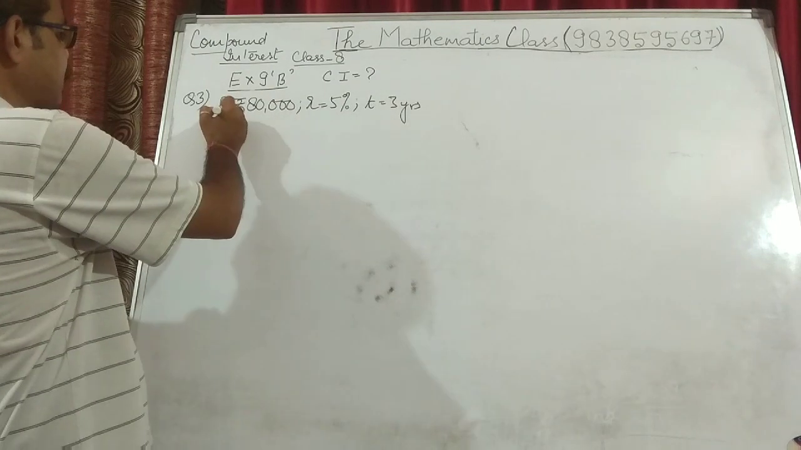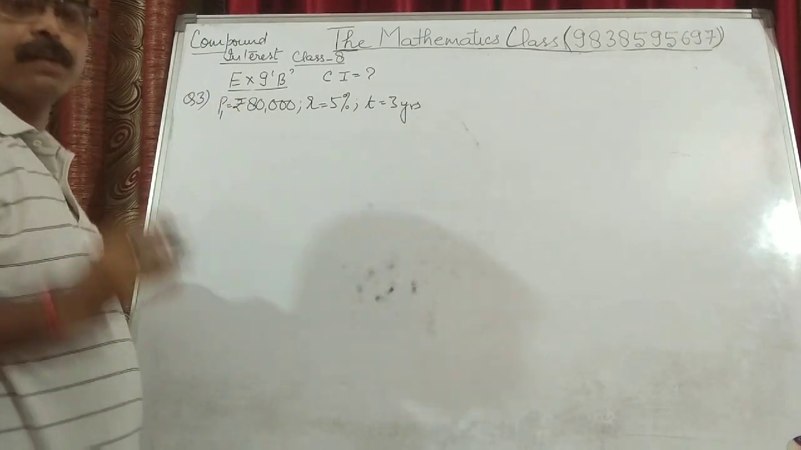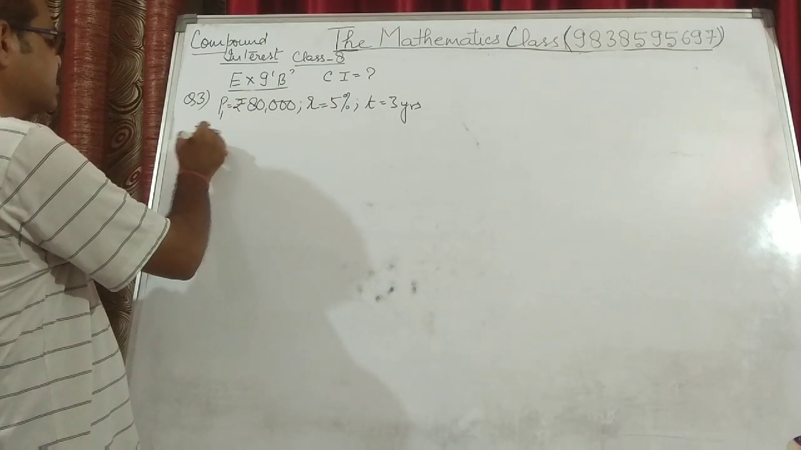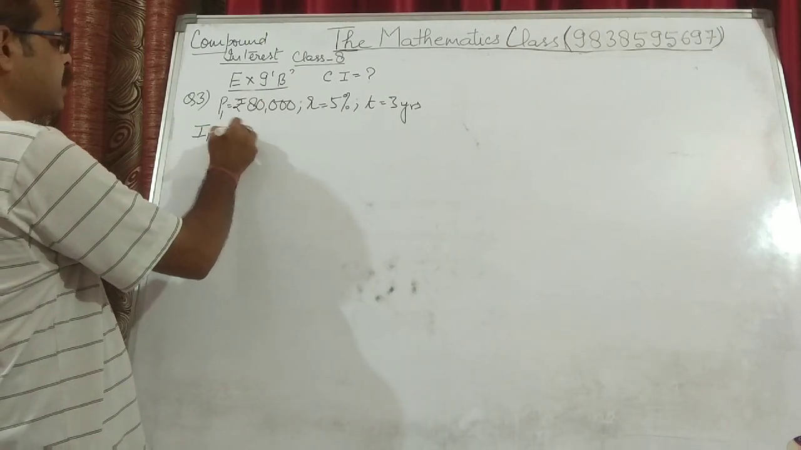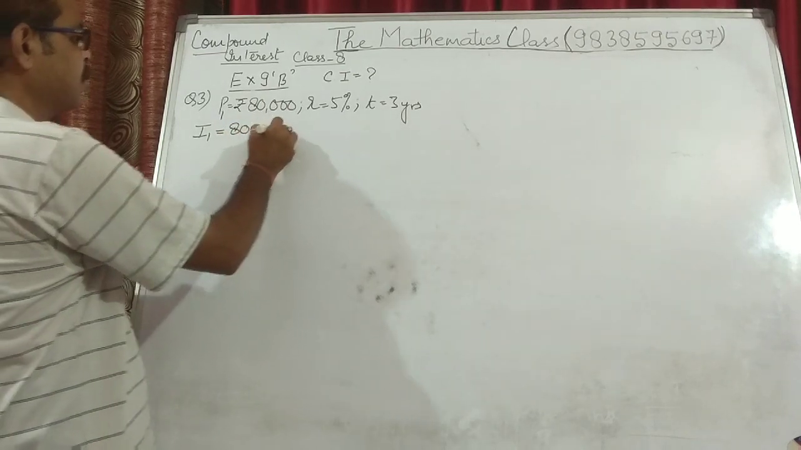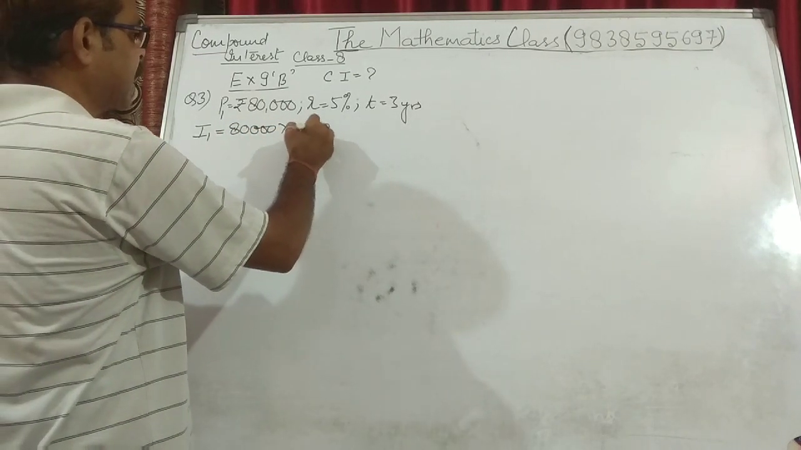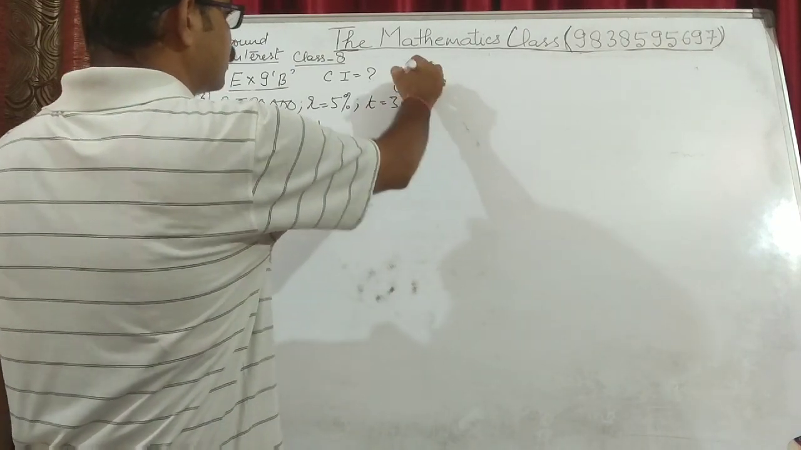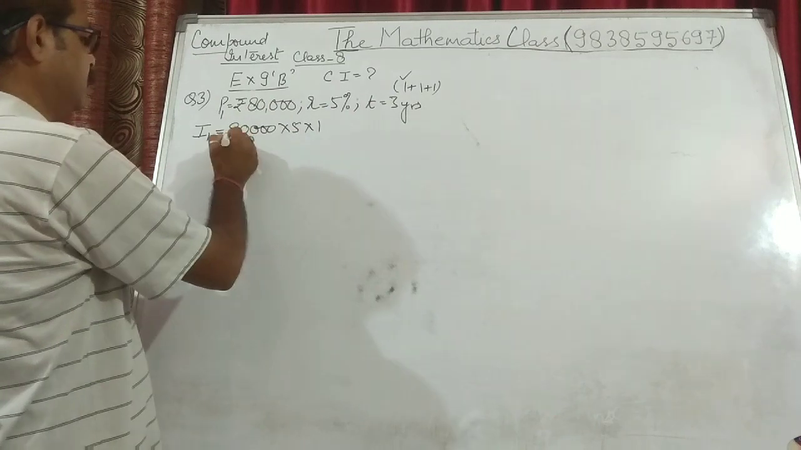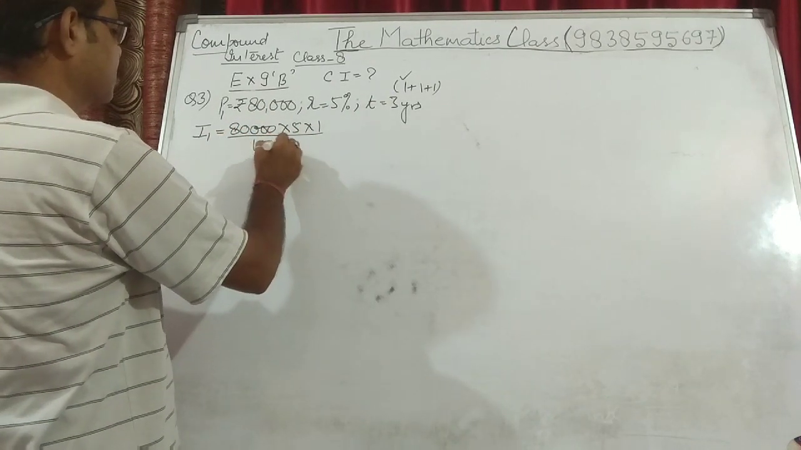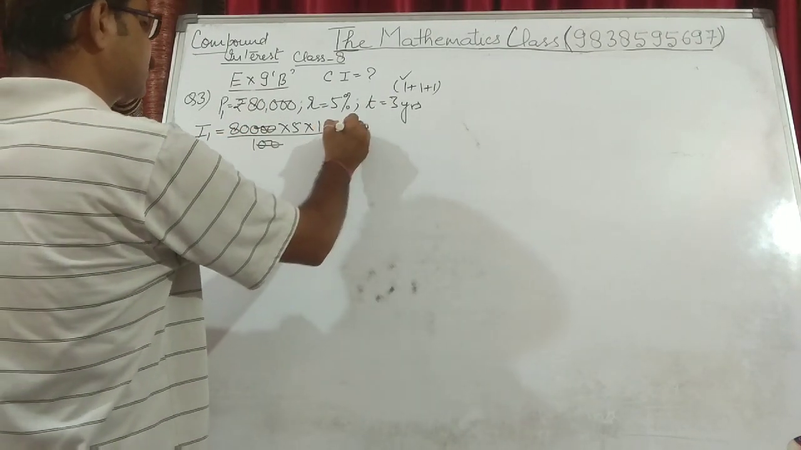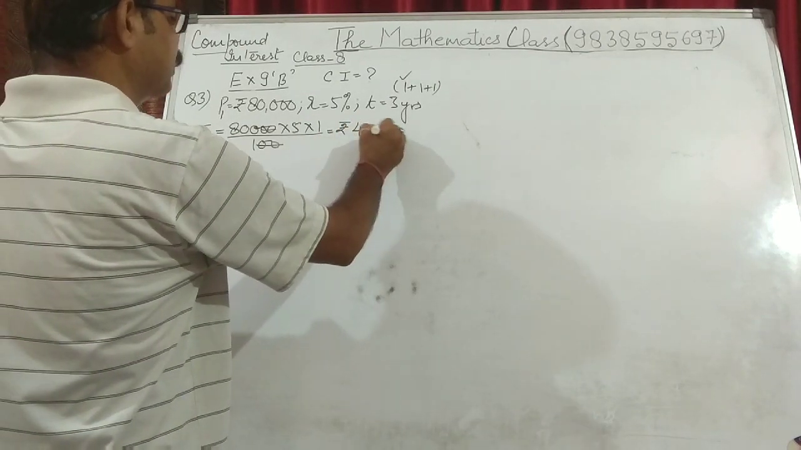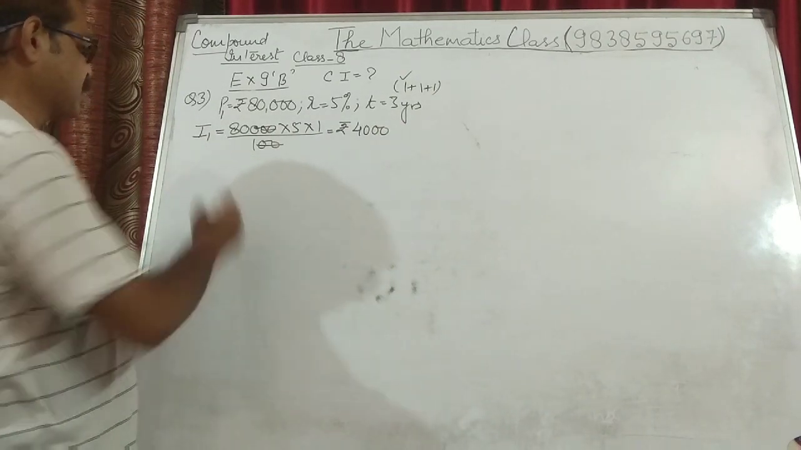So in the first case, I am taking P1 as principal for the first year. So I1, interest for the first year, will be P, that is 80,000, into R, 5, time will be 1 upon 100. So 0 0 cancel, 0 0 cancel, 8 5s are 40 and 1 2. 1 2 means 4,000 rupees is the interest.